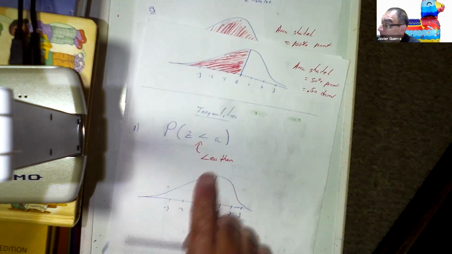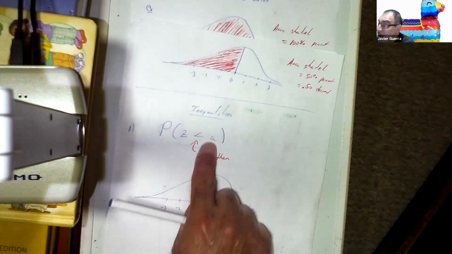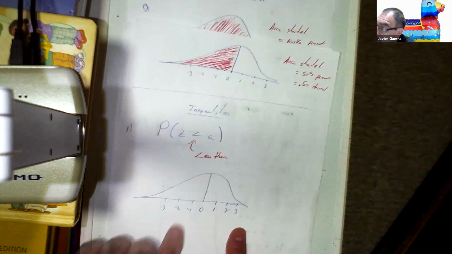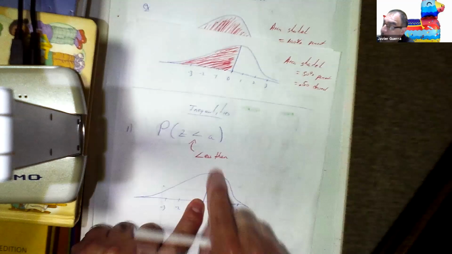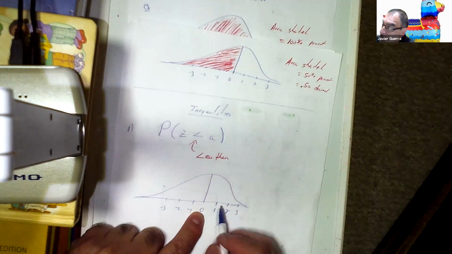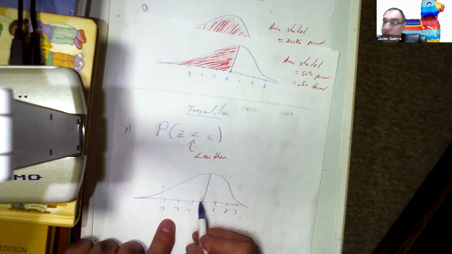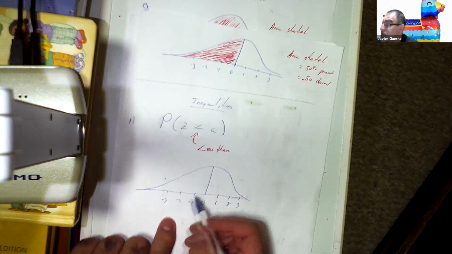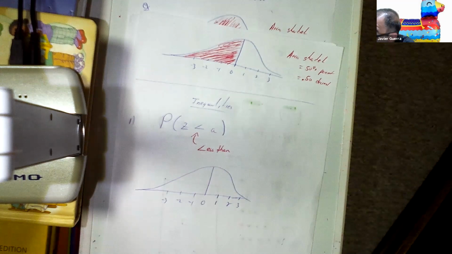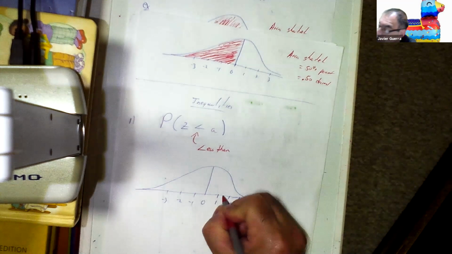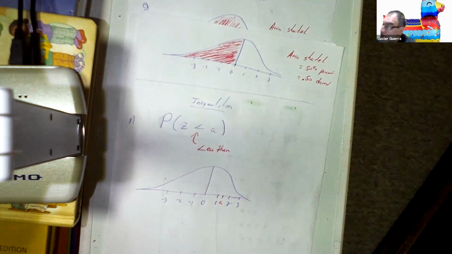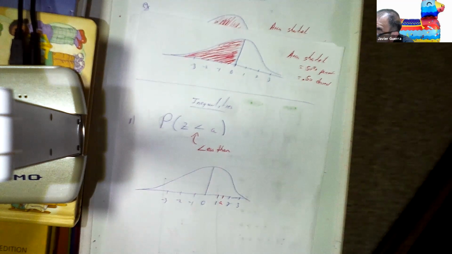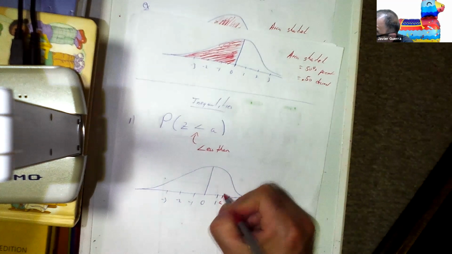If A is positive, you're going to go on the positive side of 0 and plot it. If A is negative, you go on the left side of 0 and plot it. So it doesn't matter right now. We'll just make it positive. Let's say there's my A, right between the 1 and the 2. So you're going to draw a line.